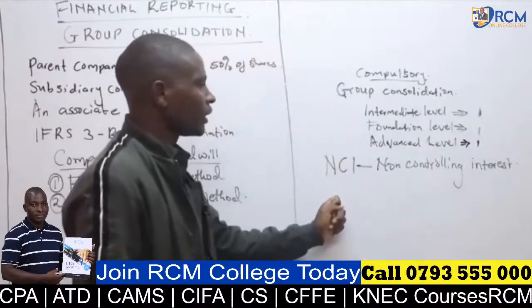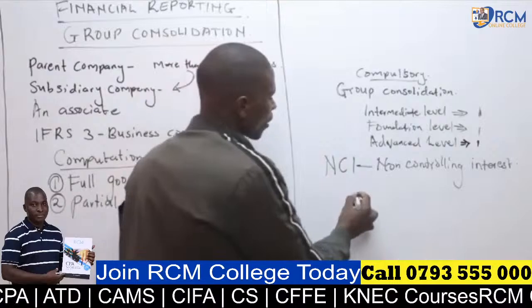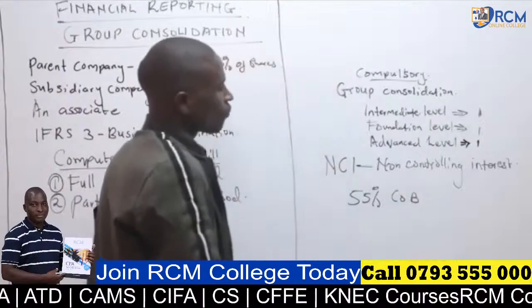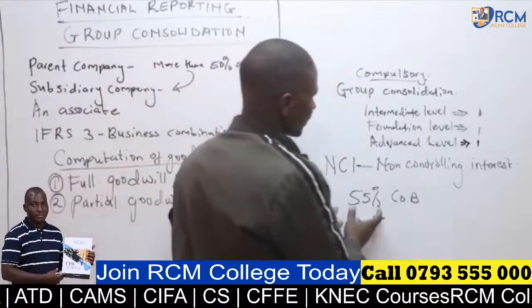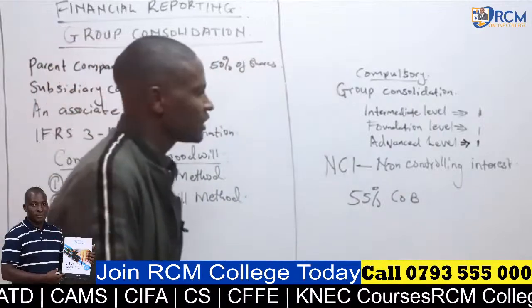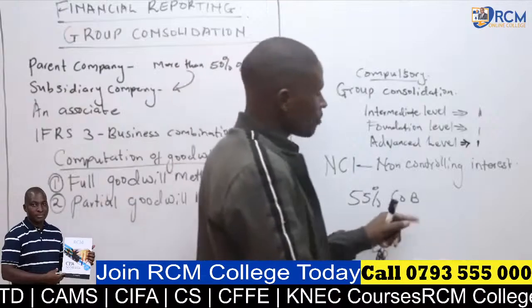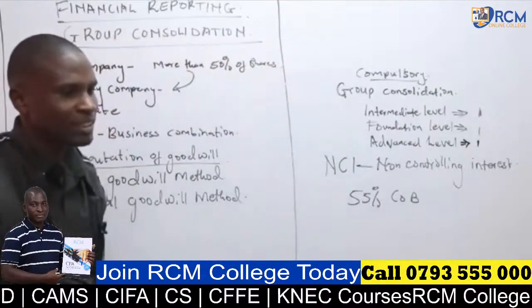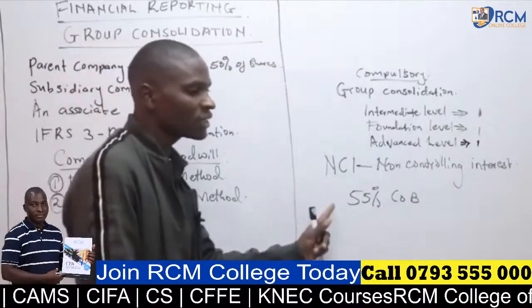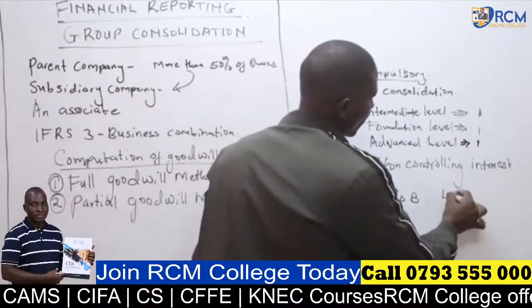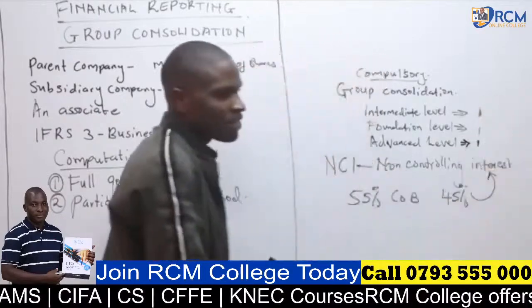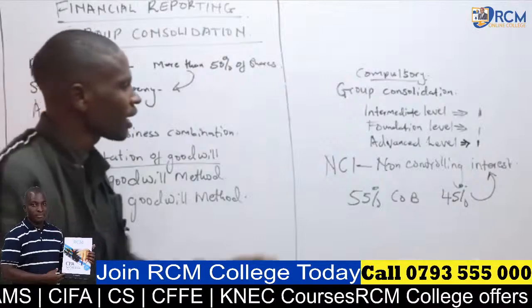If the parent company has acquired 55% of company B shares, the remaining percentage is being controlled by the minority shareholder. What is the remaining percentage? In fact, it is 45%. So the 45% is the one that we are saying is being controlled by the minority shareholder, which we refer to as NCI.